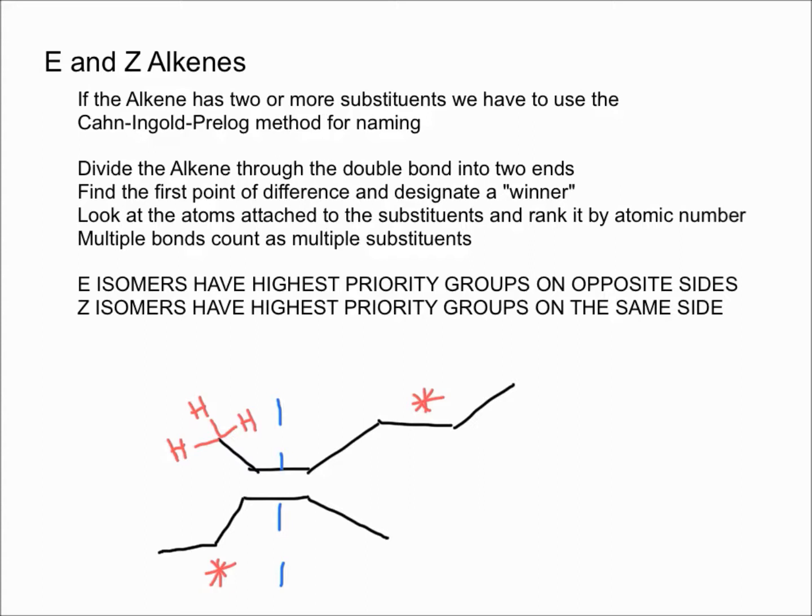If the highest priority groups are on opposite sides, which is the situation here, you get the designation of an E isomer. So this molecule would be an E isomer or E alkene. In the next video, I'm going to do some more practice problems. Once again, I think the best way to get the hang of this is just by practice.